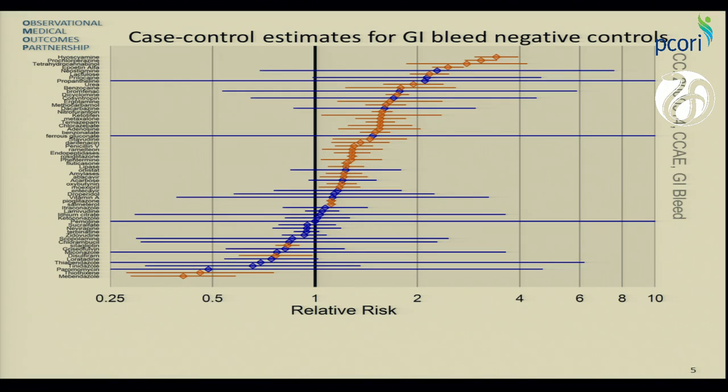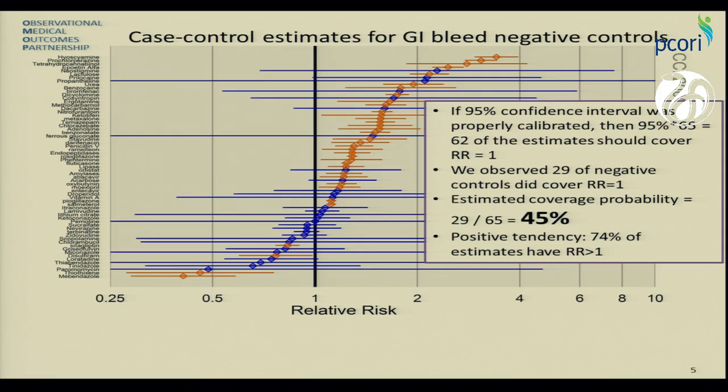So one thing we notice is that there's some issue with calibration of the uncertainty. The other thing we notice is that on average these estimates tend to be shifted a little bit to the right. That is, there appears to be some sort of inherent positive bias in this particular method. Specifically, we can think about the coverage probability. We'd like our 95% confidence interval to have 95% coverage. In this particular case, for this method, on this database, for this outcome, we observe that coverage probability to be 45%.